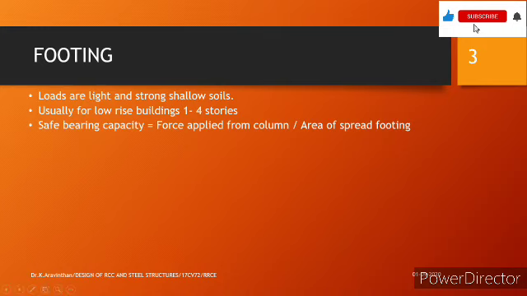So this is the safe bearing capacity and force applied on the column. If you know these two parameters, that is safe bearing capacity and force applied on the column, how much weight is acting towards the column, then you can find the area of spread footing. The more the safe bearing capacity, the less area of footing you will have.